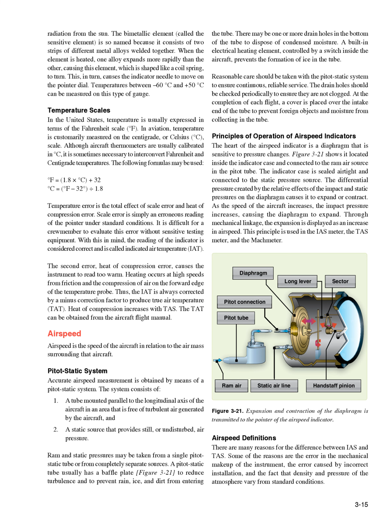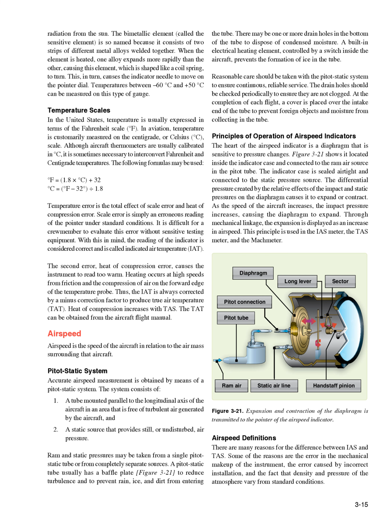Temperature error is the total effect of scale error and heat of compression error. Scale error is simply an erroneous reading of the pointer under standard conditions. It is difficult for a crew member to evaluate this error without sensitive testing equipment. With this in mind, the reading of the indicator is considered correct and is called indicated air temperature, IAT. The second error, heat of compression error, causes the instrument to read too warm. Heating occurs at high speeds from friction and the compression of air on the forward edge of the temperature probe. Thus, the IAT is always corrected by a minus correction factor to produce true air temperature, TAT. Heat of compression increases with TAS. The correction can be obtained from the aircraft flight manual.